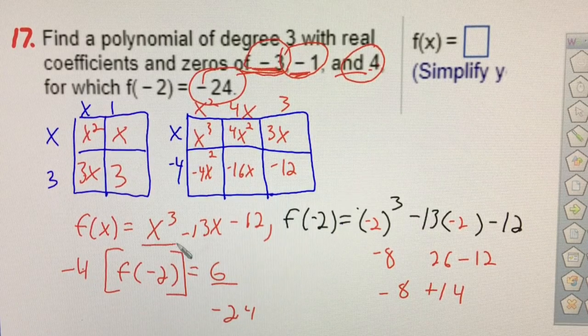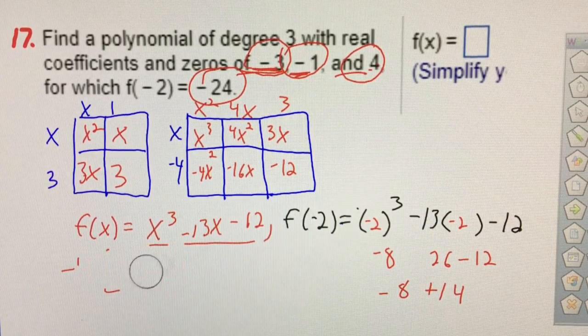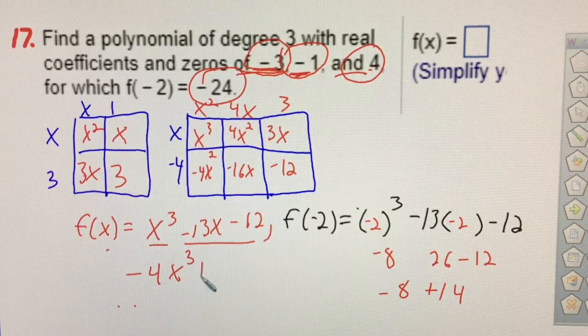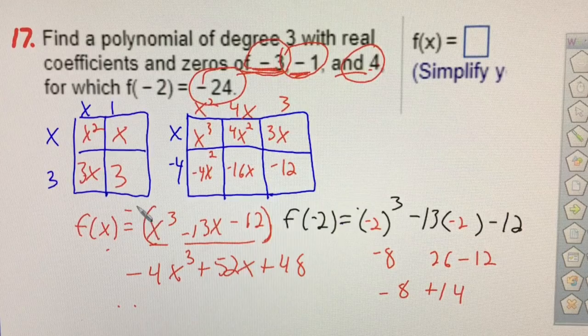So now I have to take this answer and multiply it by negative 4. So that's going to give me negative 4x cubed plus 52x plus 48. All I did was multiply this whole thing by negative 4.